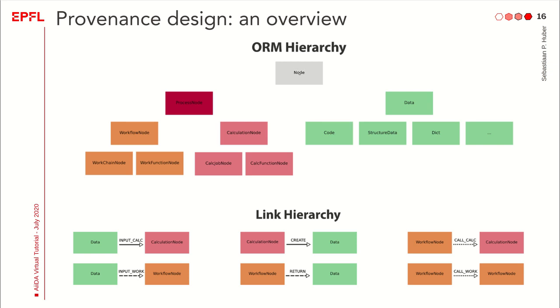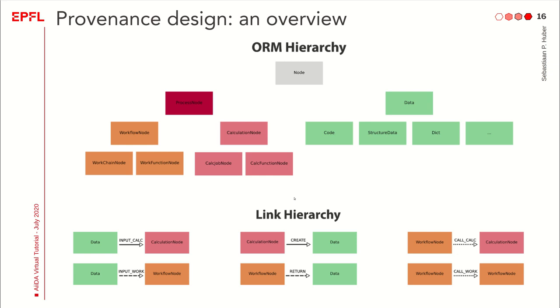So at the top level, we have our node. Every entry in the provenance graph is a node, which is split in two types. It's either a process node, so a workflow, or it's a data node. The data comes in various subtypes like code, structured data, dict, and these can be extended through plugins in AiiDA. Process nodes, in turn, are split into either workflows or calculations. And as we've already seen, each of these has been split in two based on which type of process has been run. So a work function generates a work function node, a calc function generates a calc function node, etc.